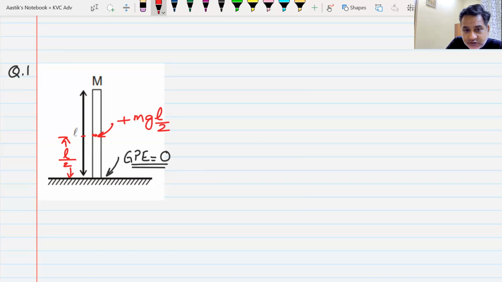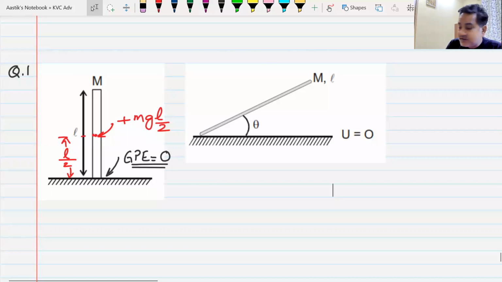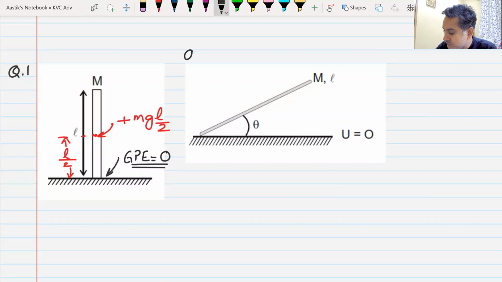All these things that we are doing are potential questions. I hope you understand them. Yes, sir. Okay, these are going to come as questions. Now, if I ask you, what will be the gravitational potential energy of this one? At ground, the gravitational potential energy is taken as 0.